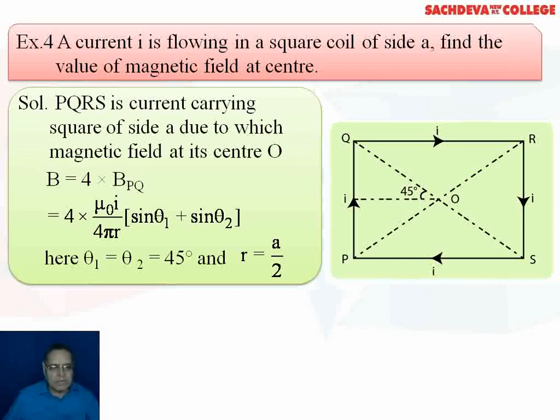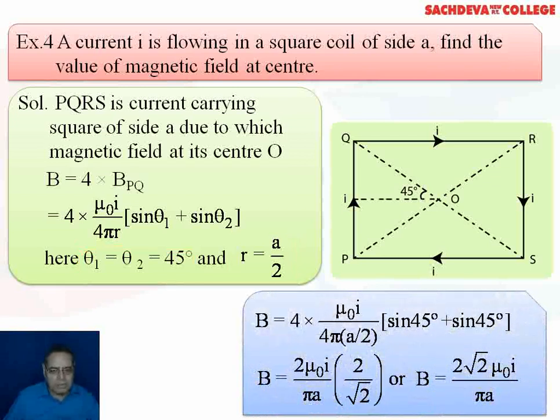And by putting up the values, 4 multiplied by the value of magnetic field due to PQ, that is given by the function mu naught I over 4 pi r into sine theta 1 plus sine theta 2. Here theta 1 equals theta 2 equals 45 degrees as shown in the figure, and r is a by 2. So if we calculate the value of B, it comes to be 2 root 2 mu naught I over pi a. After substituting the values, we'll get the value of B.